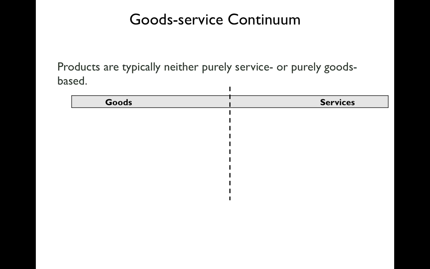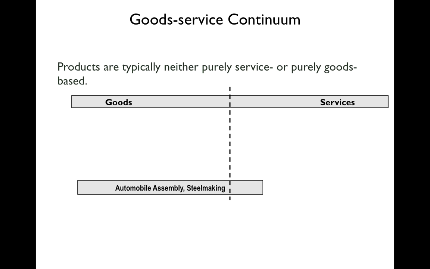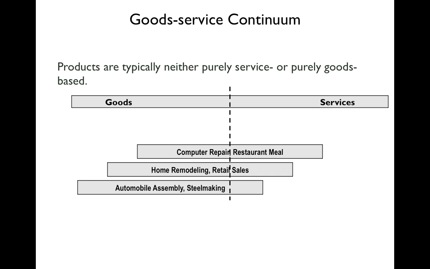So here's the goods and services continuum. A lot of products are not purely a service or a goods. They're sort of a combination. So for example, automobile assembly and steel making, those are mostly goods, but there is a small amount of service in there. Home remodeling, retail sales, have a little bit more service.